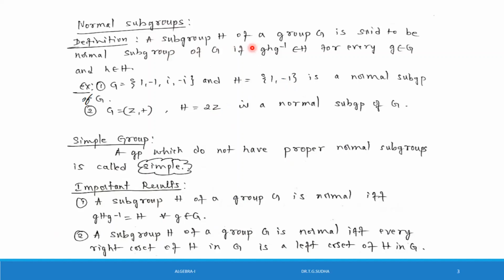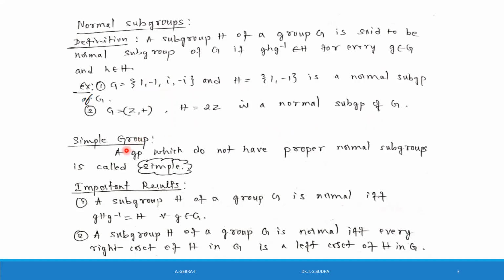A subgroup H of a group G is said to be a normal subgroup of G if g h g inverse belongs to H for every g belongs to G and h belongs to H. Example: the fourth roots of unity 1, -1, i, -i, and H equal to the square roots of unity 1 and -1 is a normal subgroup of G. If G is (Z, +), that is, the set of all integers with respect to addition is a group, and H is equal to 2Z, the set of all even integers, is a normal subgroup of G.